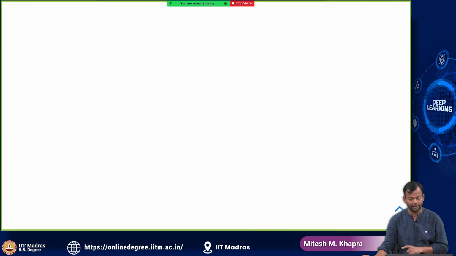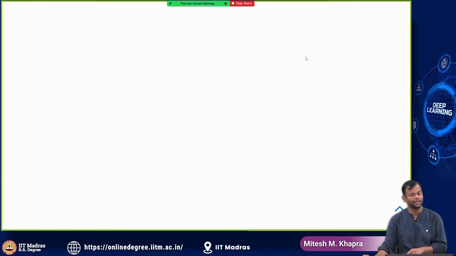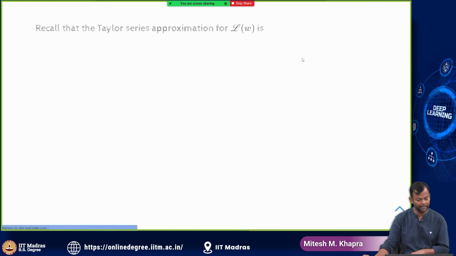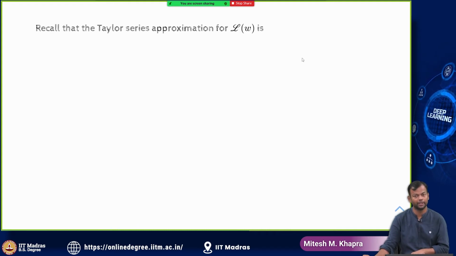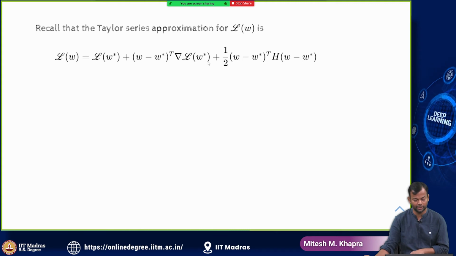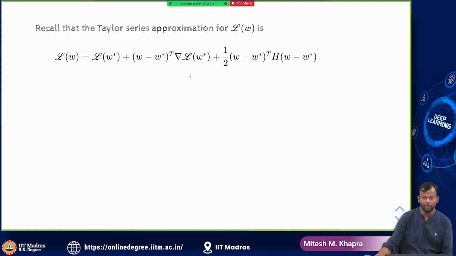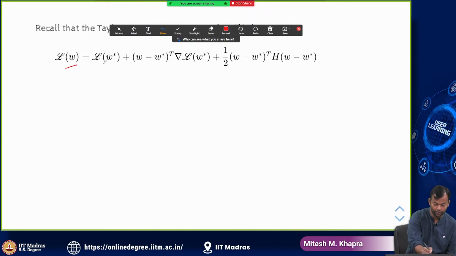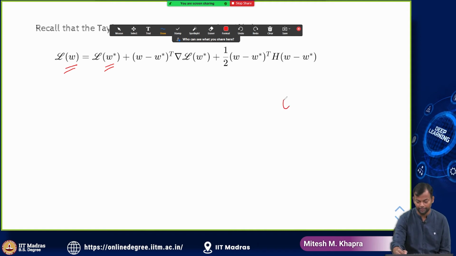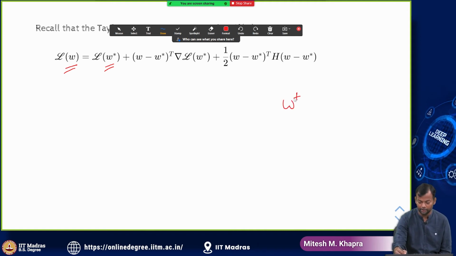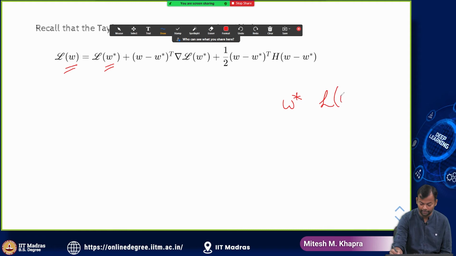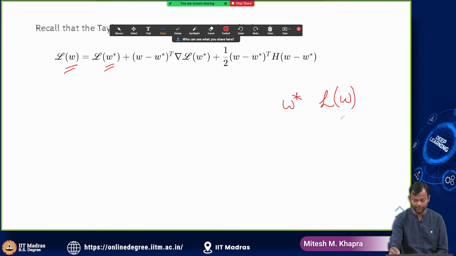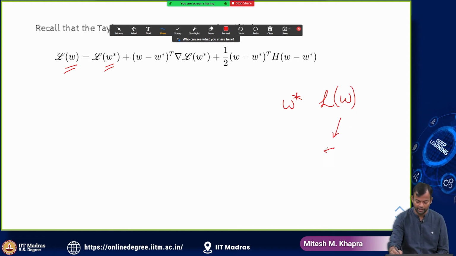Okay, so now let's look at a mathematical analysis of this. We'll do a similar derivation as we did in the case of L2 regularization. So we'll start with the Taylor series approximation. This is what the Taylor series approximation was for W, which is in the neighborhood of W star, right? And remember, W star was the optimum for LW, which was the unregularized loss. This was the empirical training error, right?